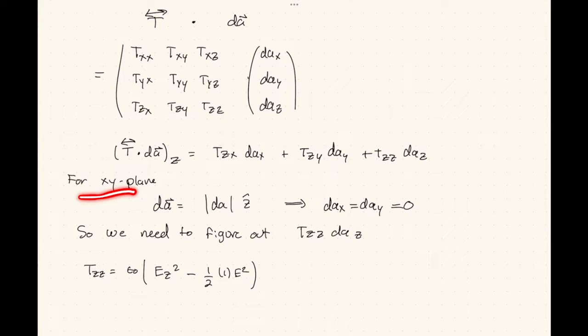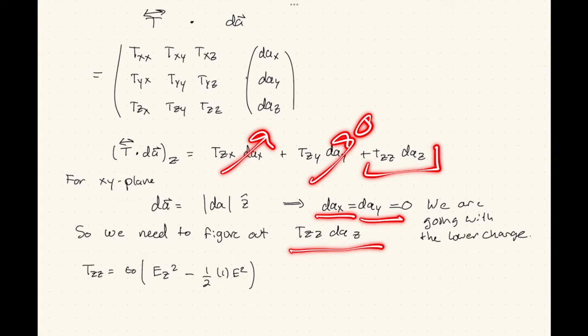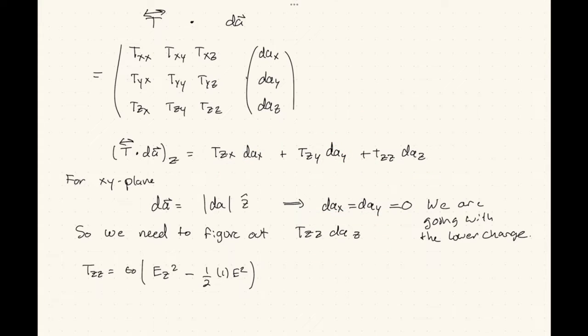Now, for the xy plane, the elemental area is in the z direction. By convention, the area points outward of the enclosed volume. For this problem, we're going to go with the lower part. So for our case, our elemental area points upwards. And this also means we don't have any x or y components of the elemental area, so those parts are simply 0. Since da_x, da_y is 0, these terms are also 0, so we need to figure out T_zz da_z. Okay, so when you plug in those indices into our Maxwell stress tensor, it reduces to this.